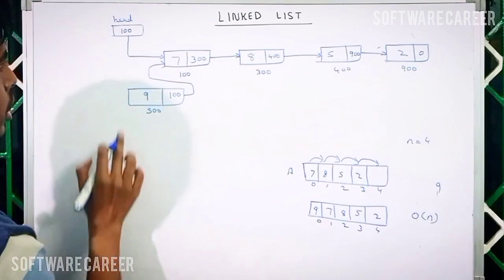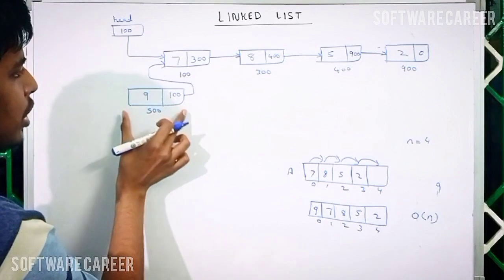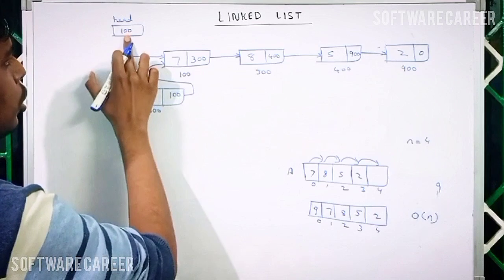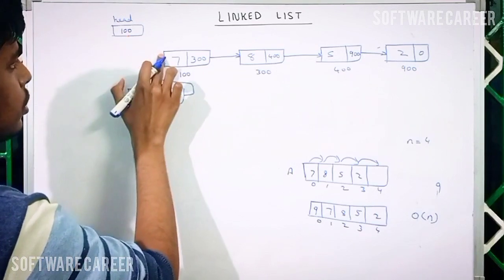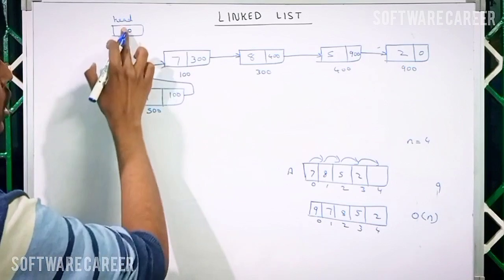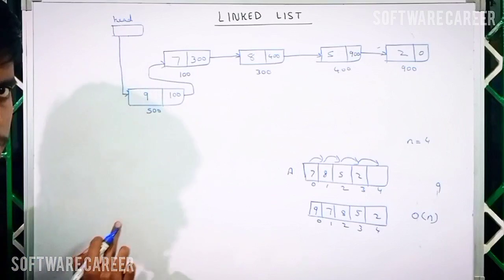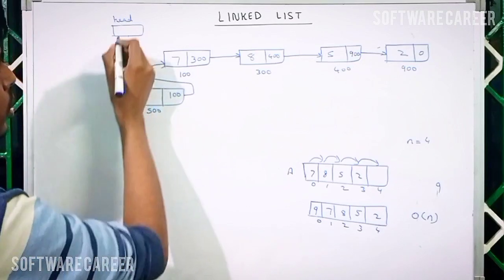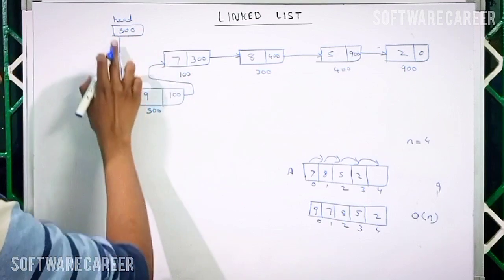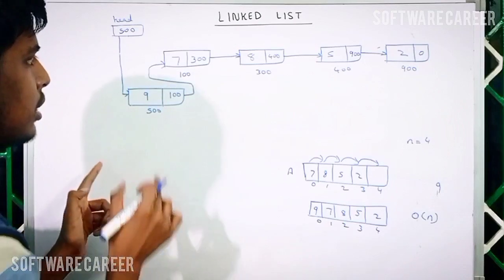Now what change should I make? Head is used to represent the first node. But after inserting this at the beginning, this will become the first node. So head should point towards this. How can you point? You should change the head value to the address of the new node. Head equals new node. The new node address is 500, so 500 is stored here. If you store 500, head will point to this. Now you have inserted.